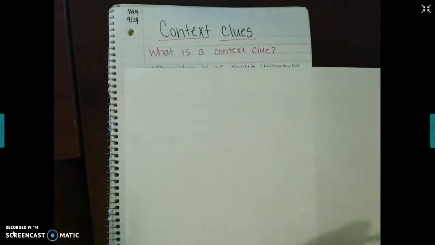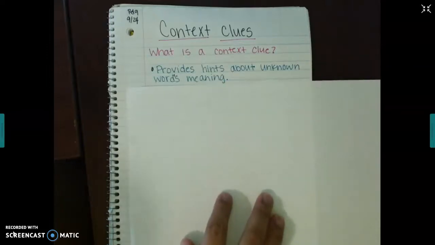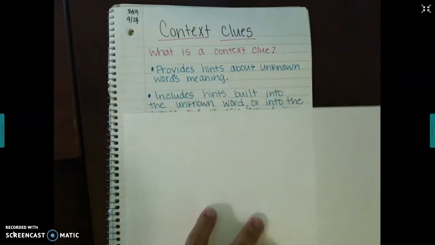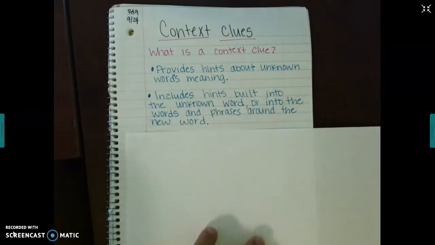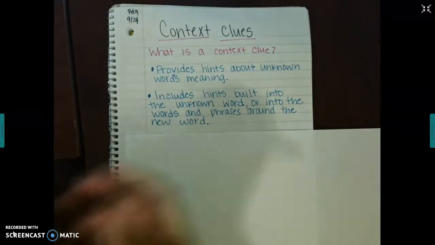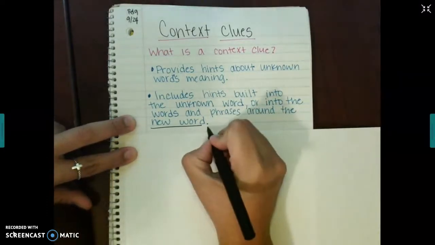What I'm going to show you now is an anchor chart that defines context clues and breaks down the steps that I just took. So, context clues. What is a context clue? A context clue provides hints about unknown words or meanings. Our word was ecologically, and we found our definition in the surrounding words. It also includes hints built into the unknown word or into the words and phrases around the new word. So, for example, my new word here was ecologically.